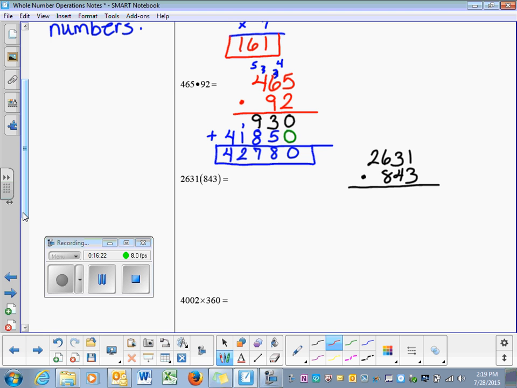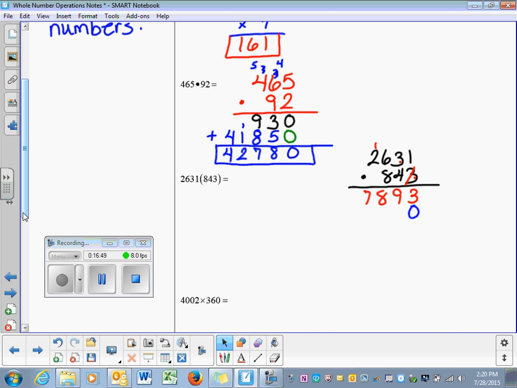All right, 3 times 1 is 3. 3 times 3 is 9. 3 times 6 is 18. Write the 8, carry the 1. 3 times 2 is 6, plus 1 is 7. So I'm done with that 3. And I'm going to put a placeholder in the ones place.